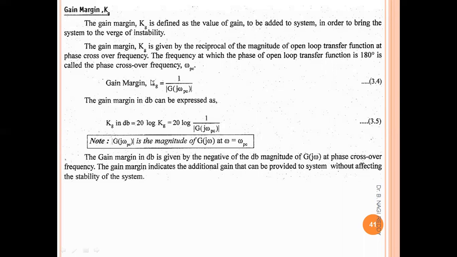So Kg can be determined as the reciprocal of the magnitude of the open loop transfer function. Magnitude is nothing but the modulus of G of j omega, at which point? At the phase crossover frequency. That's why Kg is equal to 1 by modulus of G of j omega at PC, the phase crossover frequency. Then what is the phase crossover frequency? The frequency at which the phase of the open loop transfer function is 180 degrees.